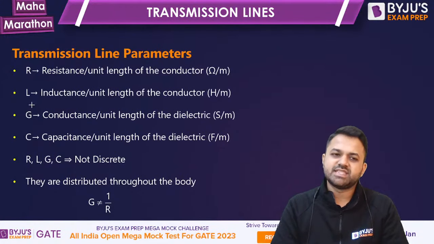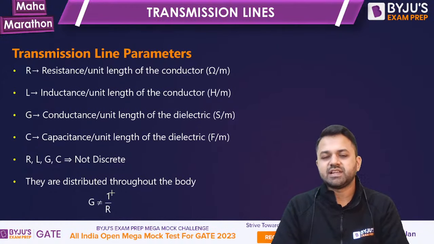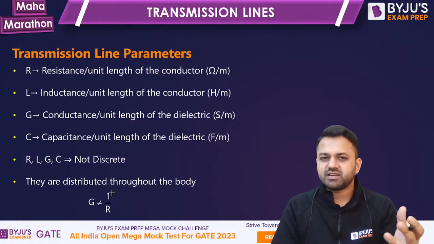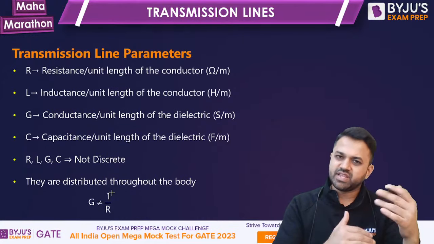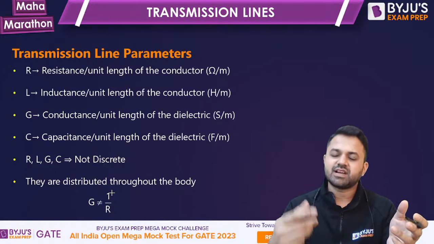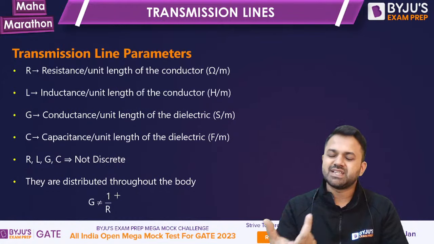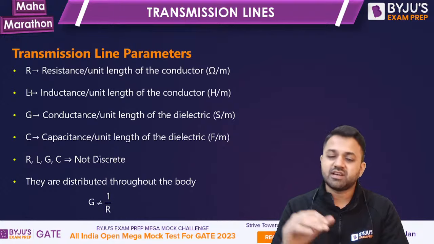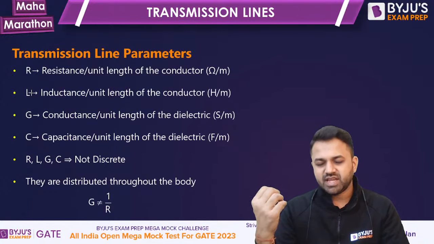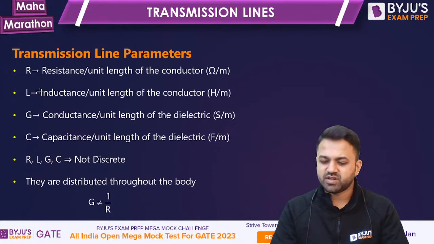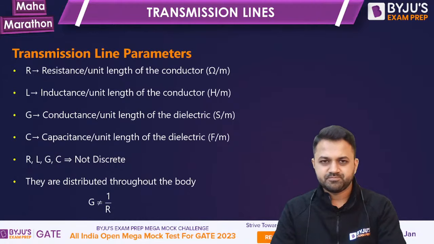And an important thing is that this G, that is conductance, is not equal to 1 upon R, because this G represents the dielectric loss and the R represents the conduction loss. So both are different. The dielectric is what is filled between the two conductors of the transmission line. And in the conductor itself, if there is a loss, to represent that loss we use the resistance R. So R and G define different parameters, and they are defined in different media. So that is why they are not inverses. R is not equal to 1 upon G.